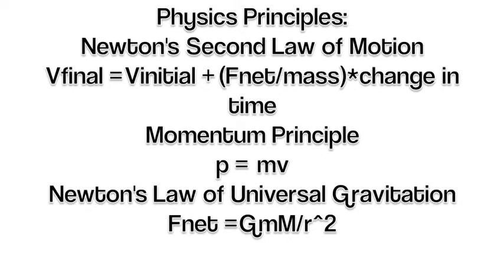The physics principles used for this model include Newton's second law of motion, V final equals V initial plus F net divided by mass times change in time, the momentum principle, P equals mv, and Newton's law of universal gravitation, F net equals gravity times mass of the star times mass of the black hole, all divided by r squared.